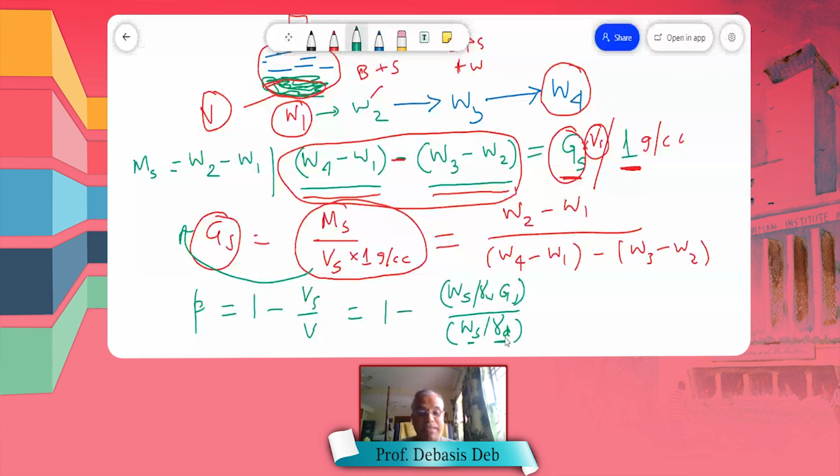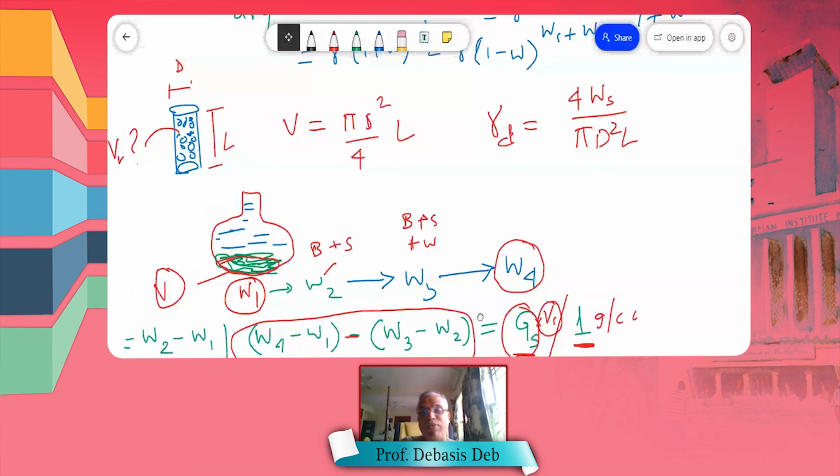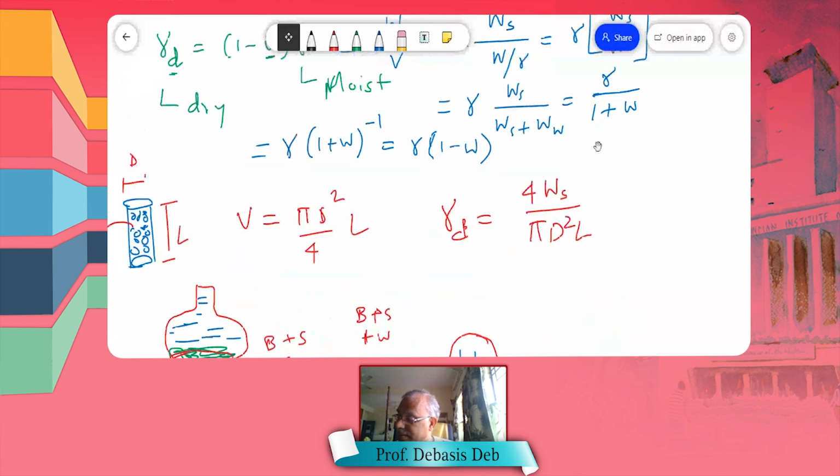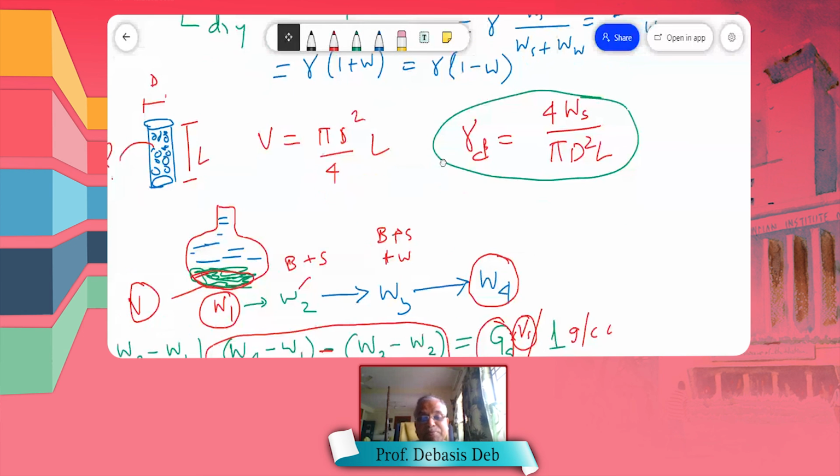Now, what is gamma D? I showed you, but that is for that sample. Let me show you here. This sample thing we have already done here. You see here, we have already done this. This is prior to crushing the sample. You must have calculated this. Okay. So once you have this, then it is very easy, isn't it?